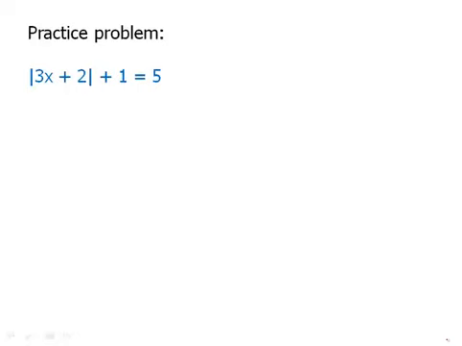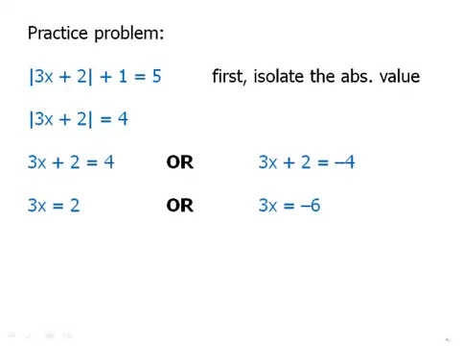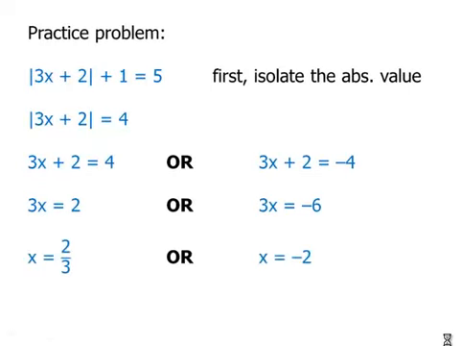So of course with this, we have to isolate the absolute value first. We subtract 1. Once we subtract 1, then we're all set. I'm going to break it into two equations. Solve each equation individually, divide by 3. And we get x equals positive 2/3 or x equals negative 2. And those are the two solutions.